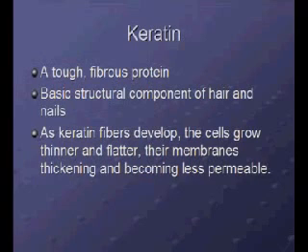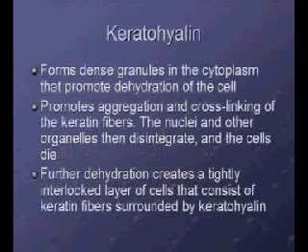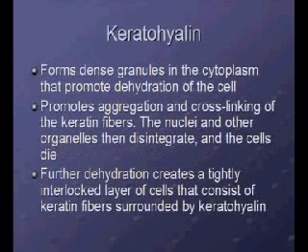As keratin fibers develop, the cells grow thinner and flatter, and their membranes thicken and become less permeable. Keratohyalin forms dense granules in the cytoplasm that promote dehydration of the cell. It also promotes aggregation and cross-linking of keratin fibers. The nuclei and other organelles disintegrate as the cell dies. Further dehydration creates tightly interlocking layers of cells that consist of keratin fibers surrounded by keratohyalin.